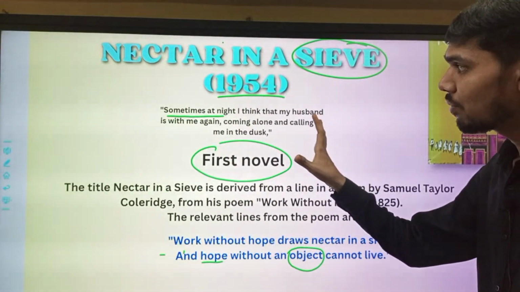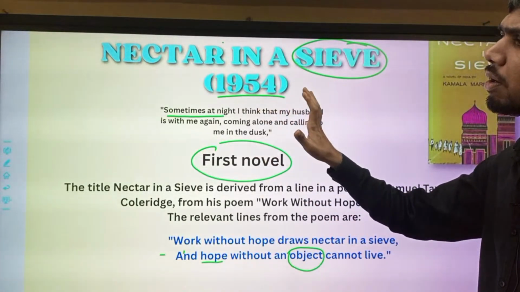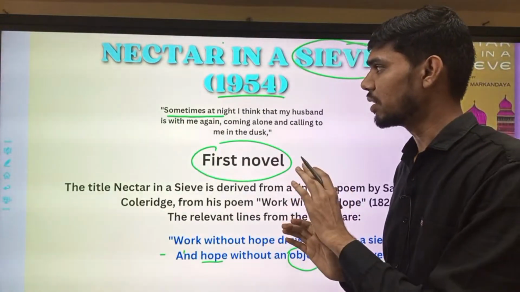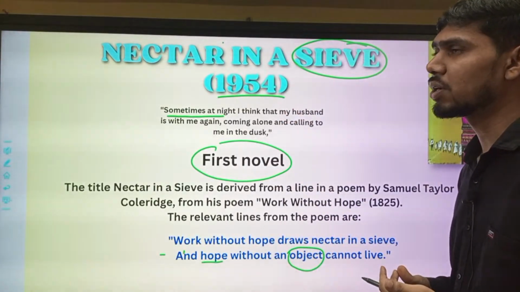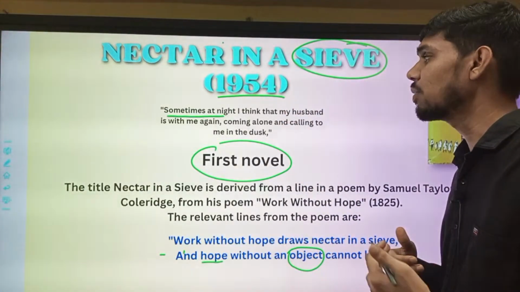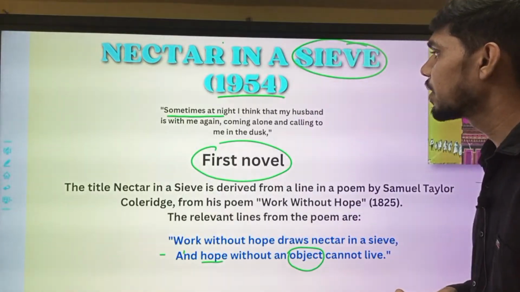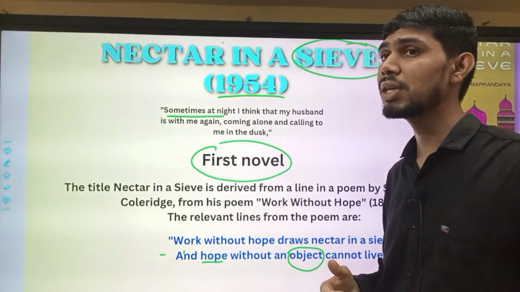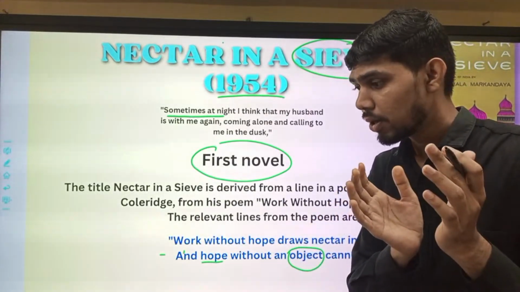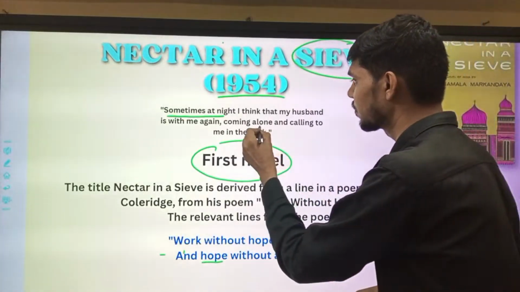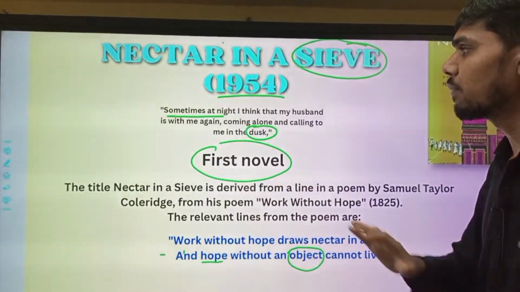What this quotation shows is a nostalgic feeling. Here there may be a lady whose husband has died. That's why she is nostalgic about her husband. She tries to remember the past, whatever happened in her life, coming alone and calling to me in the dusk. Dusk here represents the time between day and night. So this shows the nostalgic feeling of a character.